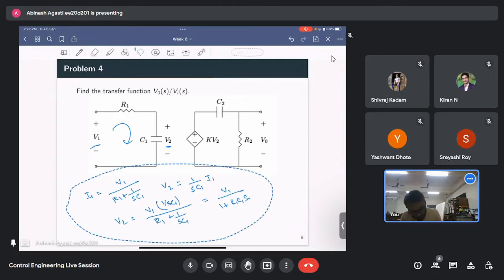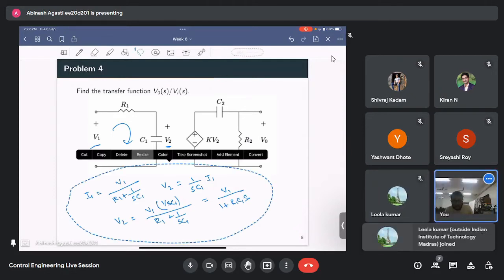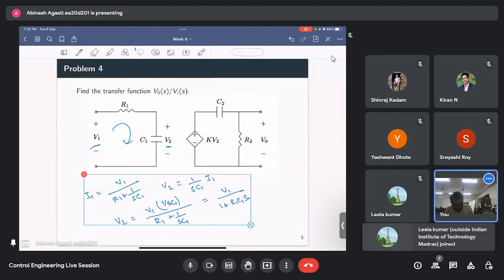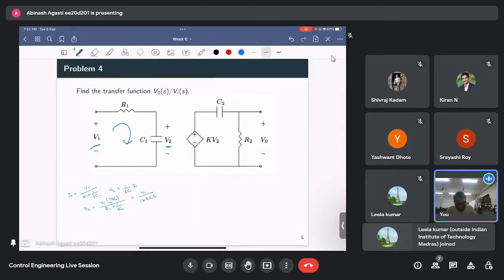Similarly, give me the transfer function for this equation, V0 by V2.